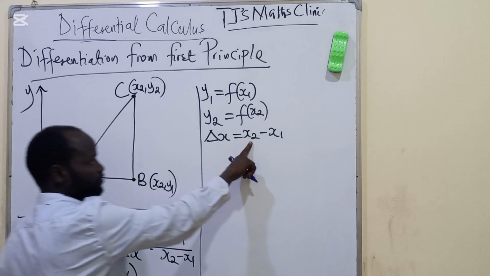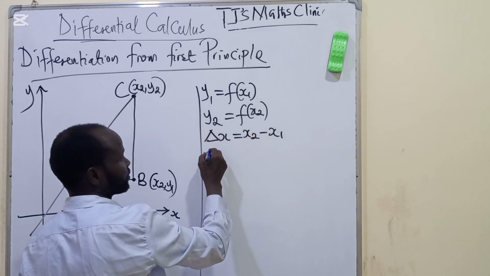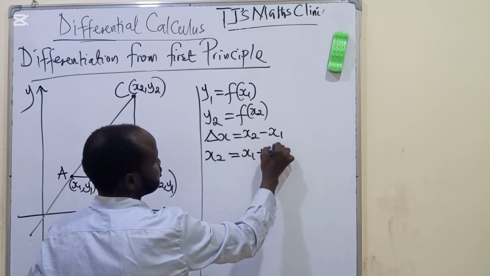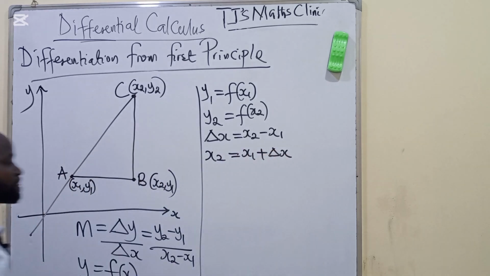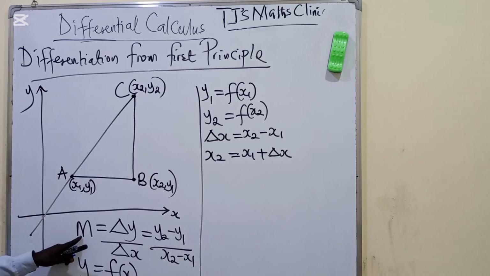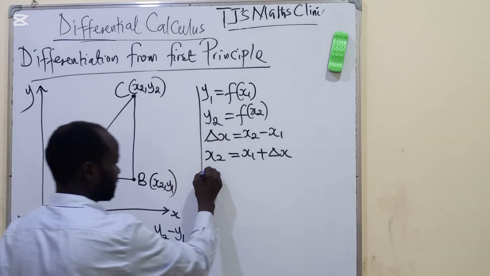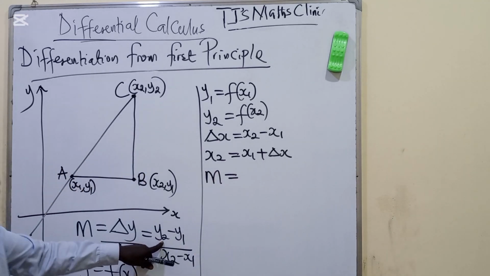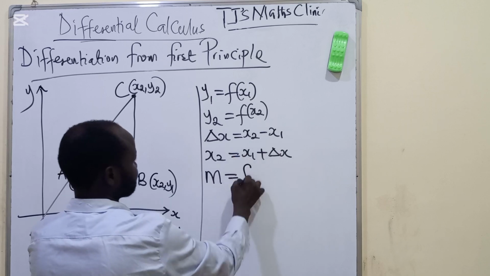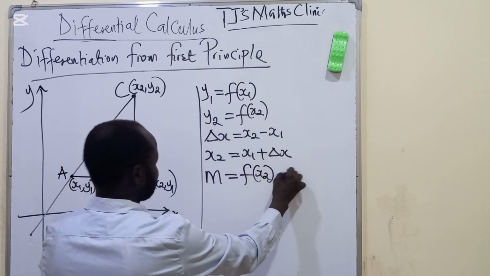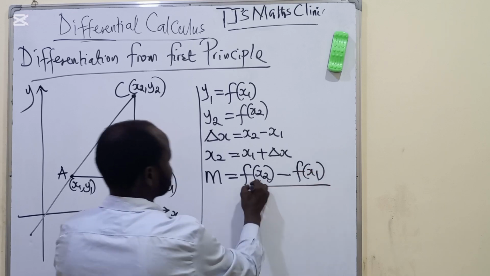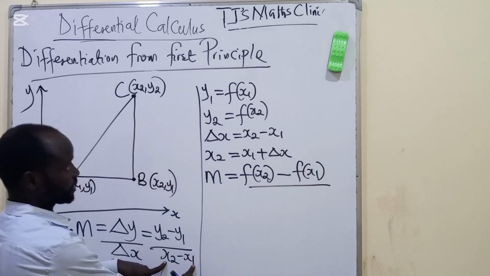So we can find x2 here. Let's bring this x1 to the other side. x2 now will be equal to x1 plus change in x. Very important. Okay. So it means we can substitute. We have our slope m now, in place of y2, which is the same thing as f of x2, minus y1, which is the same thing as f of x1, divided by x2 minus x1 here.